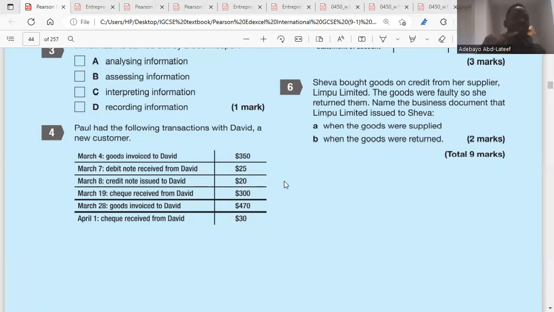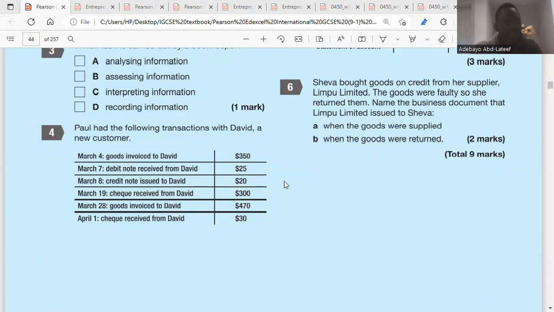Then Paul issued a credit note of $20. David requested $25, but Paul said no, I'm only going to take away $20. So that's minus $20. Now we have 330. Credit note issued to David, 20. Check received from David: David made a payment to Paul of 300. That's minus 300. So we have 30.